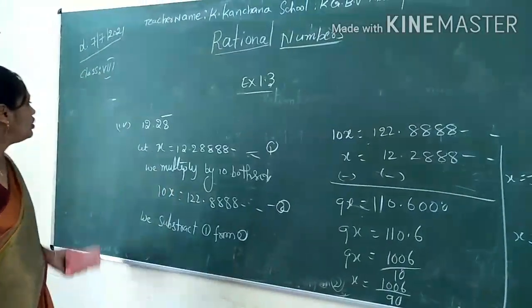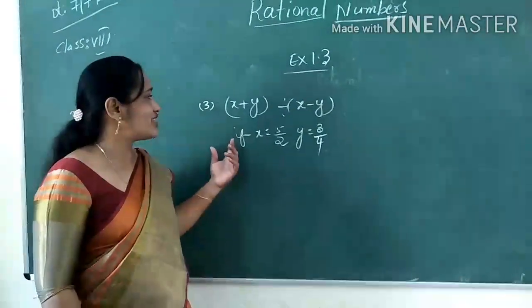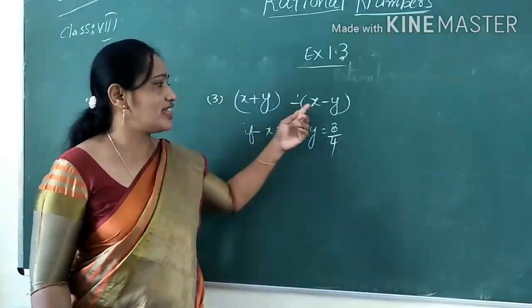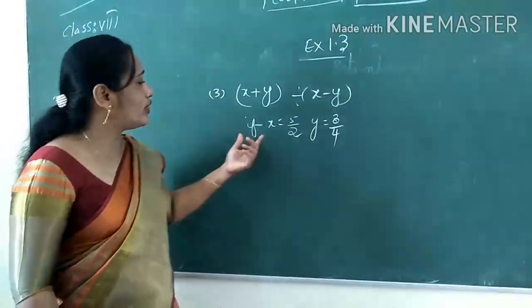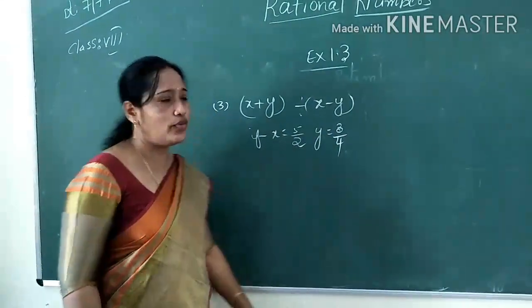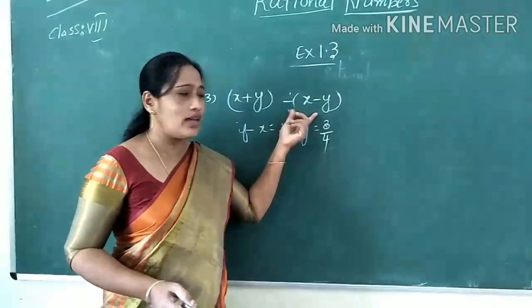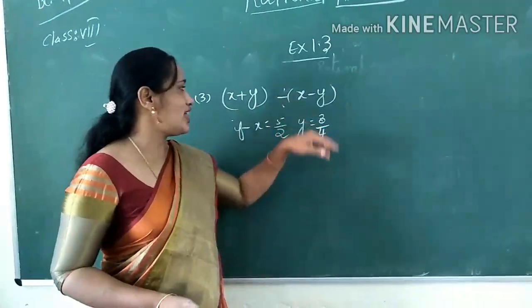Okay students, now we are going to the third sum. Here we need x plus y divided by x minus y, where x is 5 by 2 and y is 3 by 4. First we find x plus y, and then x minus y, and then simplify x plus y divided by x minus y.